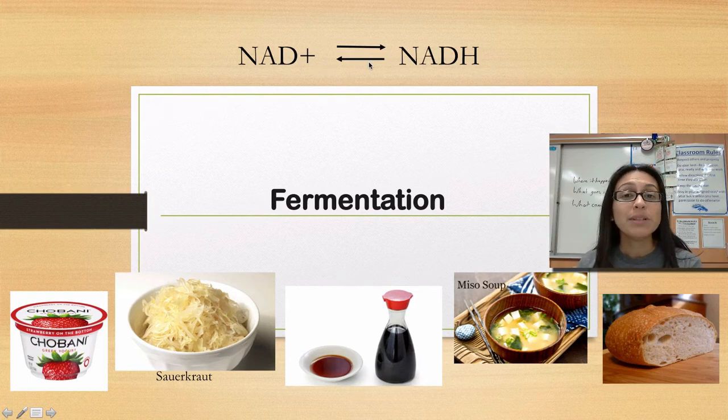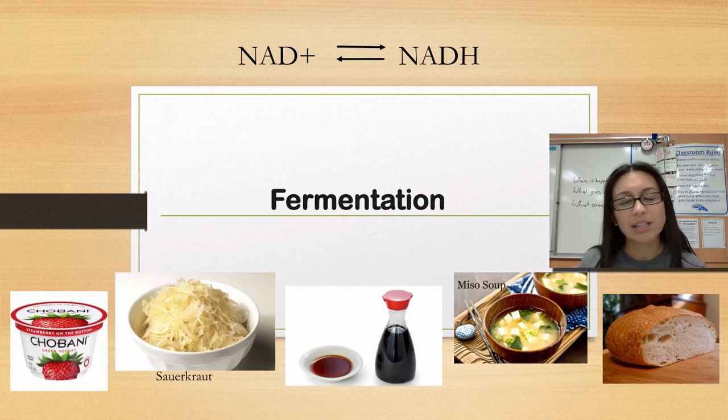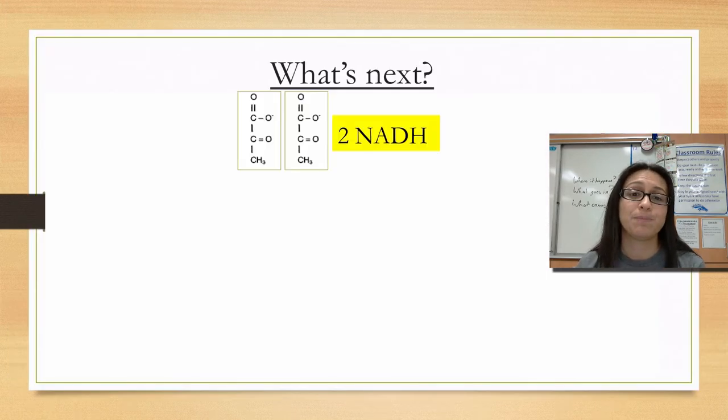So with fermentation, a lot of our foods, we've actually learned to harness the powers of fermentation in order to make many of your favorite foods. So if you enjoy yogurt, sauerkraut, soy sauce, miso soup, or sourdough bread, those are just a few examples of many foods that we actually use fermentation for. So let's go ahead and take a look at what fermentation is.